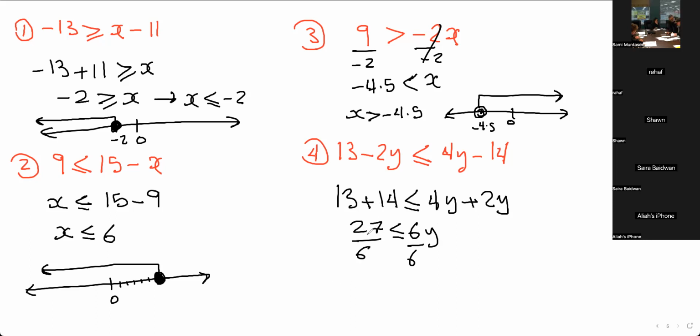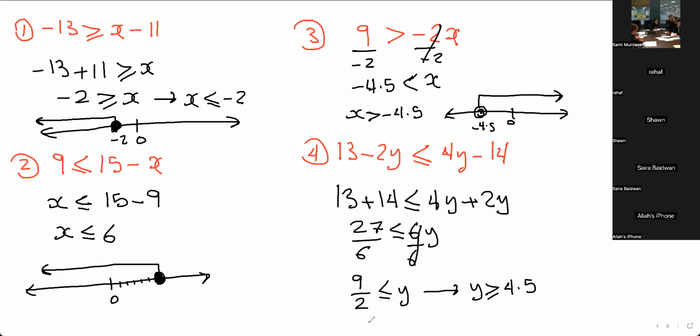27 divided by 6, you have to reduce that. 3 goes into 27 9 times, and 3 goes into 6 twice: 9 over 2 is less than or equal to y. And then if you read it backwards, y is greater than or equal to 4.5. 9 over 2 is 4.5. So I'm just going to write it as y greater than or equal to 4.5.